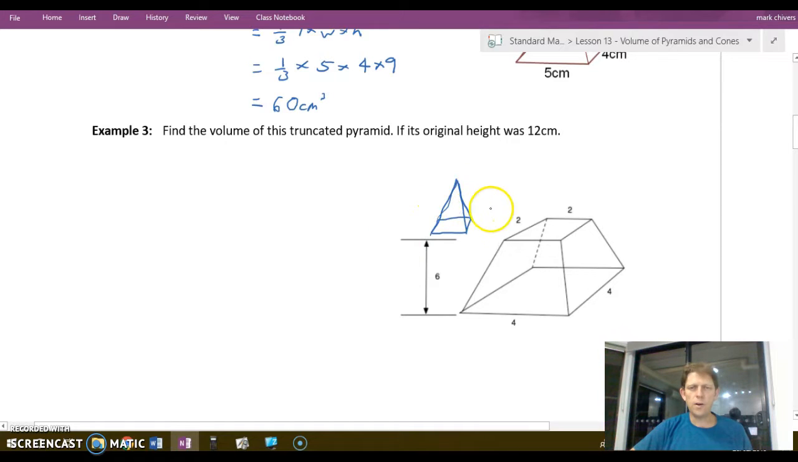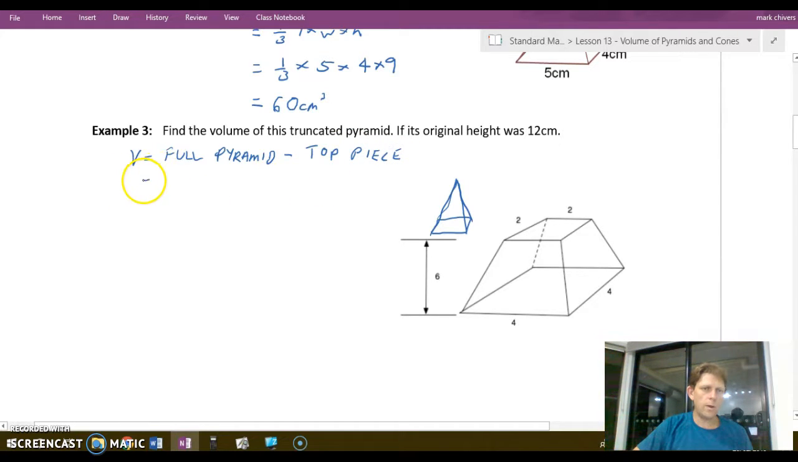Okay, so if we find the volume of this top piece and then the volume of the whole thing minus that top piece, we'll be able to get the volume of this pyramid. So just to make that a little bit clearer, the volume of the full pyramid minus the volume of the top piece, I'll say.